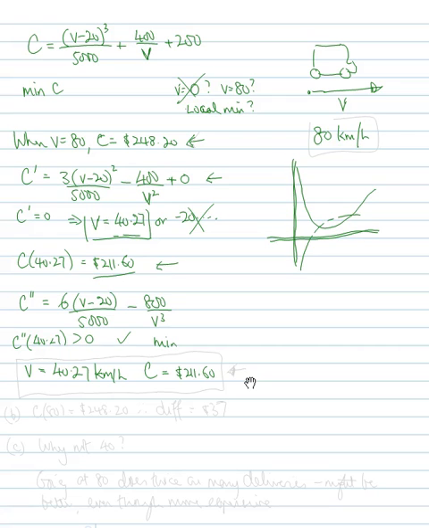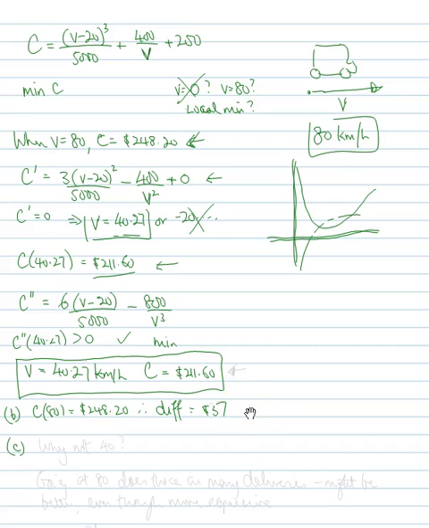Okay, the second part of the question says find the difference in cost if it is travelling at its posted speed limit. So if it's travelling at 80, what's the difference in cost? Well, that's pretty easy, we've already worked it out. The cost at 80 is $248.20. Therefore, the difference in cost is around about $37. I won't go into it exactly, but roughly that.